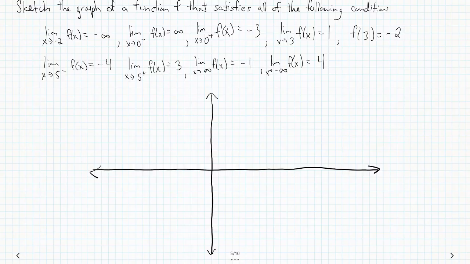Limit as x approaches 3 of f of x equals 1, and then we have f of 3 equals negative 2. Limit as x approaches 5 from the left of f of x equals negative 4. Limit as x approaches 5 from the right of f of x equals 3. Limit as x approaches infinity equals negative 1. And limit as x approaches negative infinity equals positive 4. Whew, a lot of work, but I think we could do it.